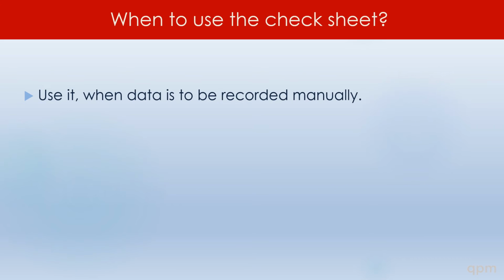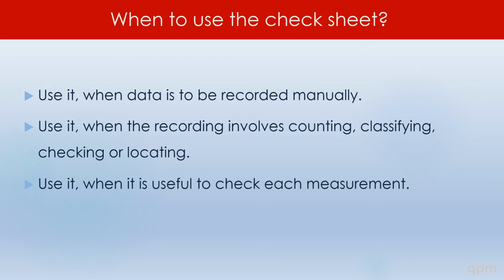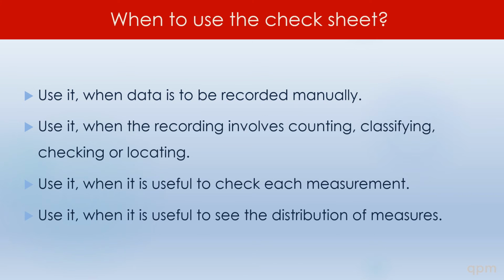So, most of the times, use of check sheets is recommended in the following situations. Use it when data is to be recorded manually, to ensure the data is accurately recorded and is easy to use later, either for direct interpretation or for transcription, for example into a computer. Use it when the recording involves counting, classifying, checking, or locating. Use it when it is useful to check each measurement as it is recorded, for example that it is within normal bounds. Use it when it is useful to see the distribution of measures as they are built up.